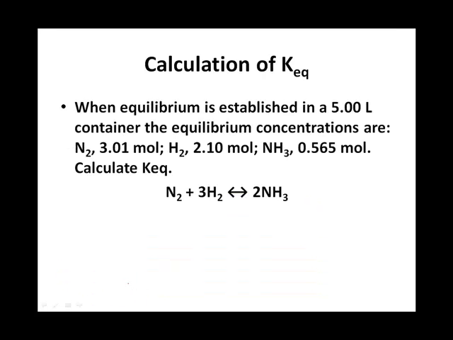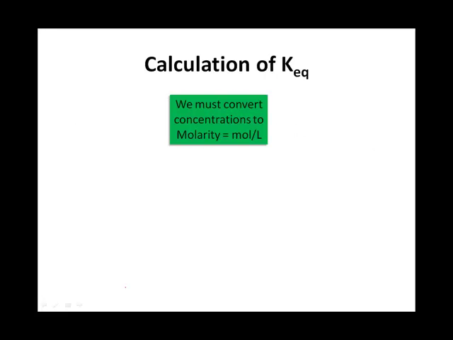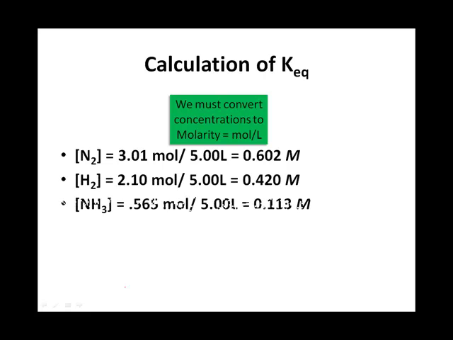Here's another example. When the equilibrium is established in a 5.00 liter container, the equilibrium concentrations are nitrogen 3.01 moles, hydrogen 2.10 moles, ammonia 0.565 moles. Calculate the KEQ. Well, we need to take an initial step in order to solve this problem. And the initial step is that you need to convert to concentrations. Well, we have moles and we have liters, so simply we're just going to take the number of moles and divide it by the total liter of the container. And we get these values.